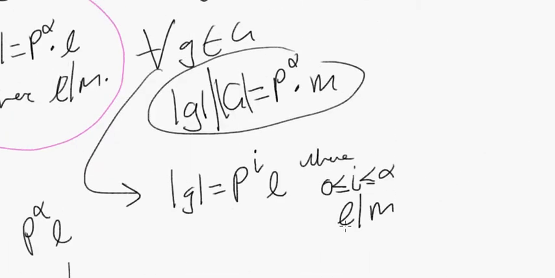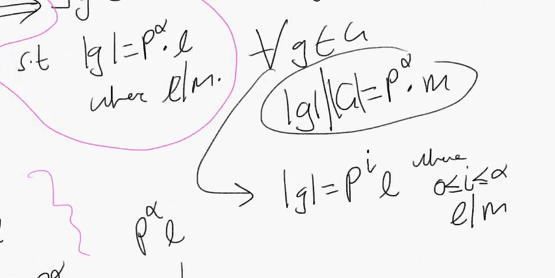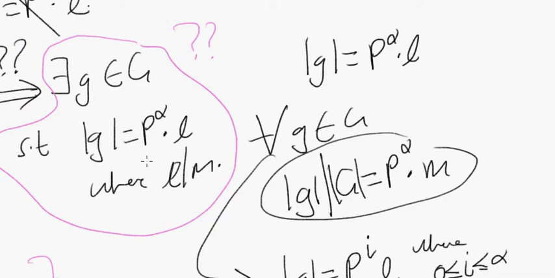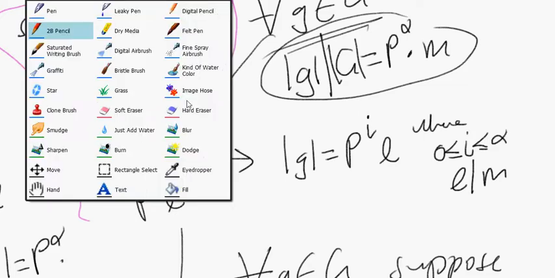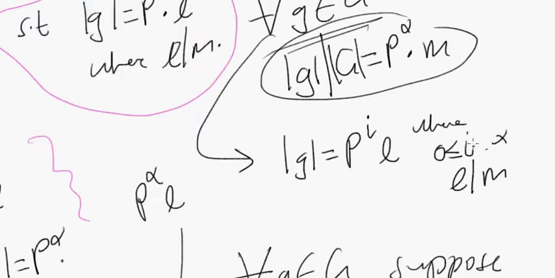Our idea was, maybe let's do contradiction. Let's contradict this statement that there is some little g in the group G such that the order of g equals p to the alpha times L, right? How do we contradict it? If there is no element whose order is p to the alpha times L, then for all little g in G, the order of g equals p to the I times L, where I is strictly less than alpha, right? Isn't that what we're saying?